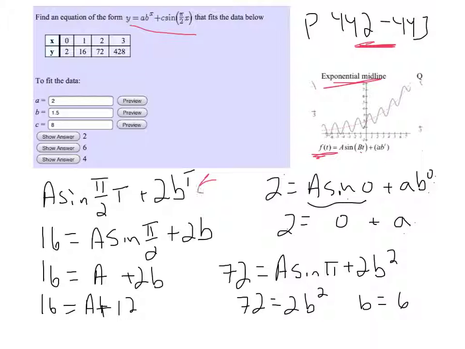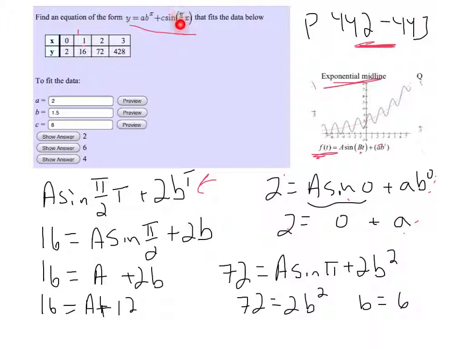That left me with this part of this equation looking like this. So I knew that the initial value, the place where it crosses the y-axis, is at 2. So then I just pick the next point, 1, 16. So if t is 1 or x is 1, and then y is 16, I know that the a number is 2.